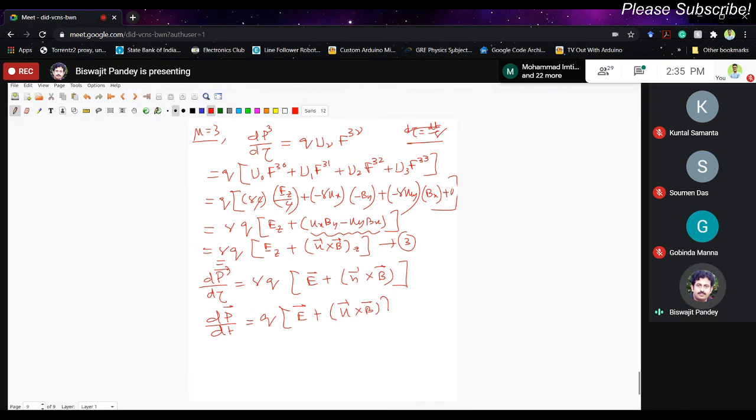So this is our well-known Lorentz force law, right? So this is equal to force, the Lorentz force. In an electromagnetic field, this is the force experienced by a charged particle.